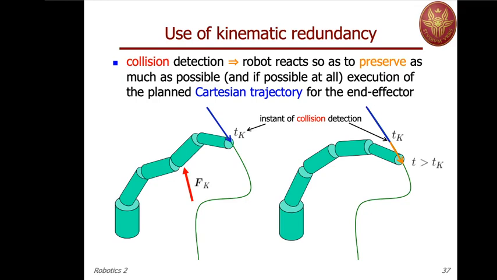So even here it's a matter of defining a number of thresholds. If this is not possible, we may still preserve position but maybe abandon the orientation specification of the Cartesian trajectory. And if everything fails, then abandon completely the original task. Now, how do we accommodate a reaction to a collision while preserving the original task? Well, this is a dynamic version of using kinematic redundancy.